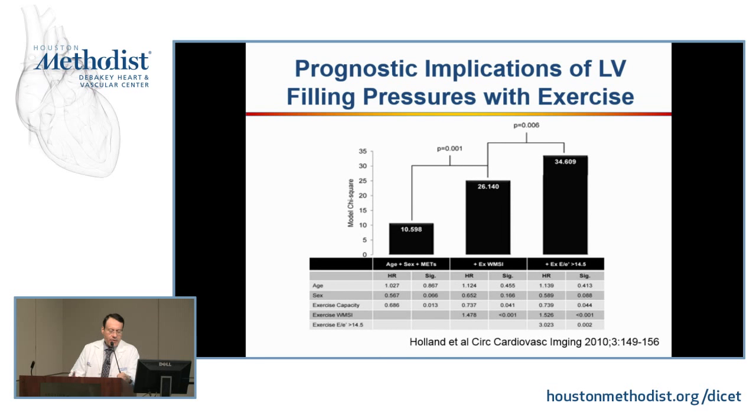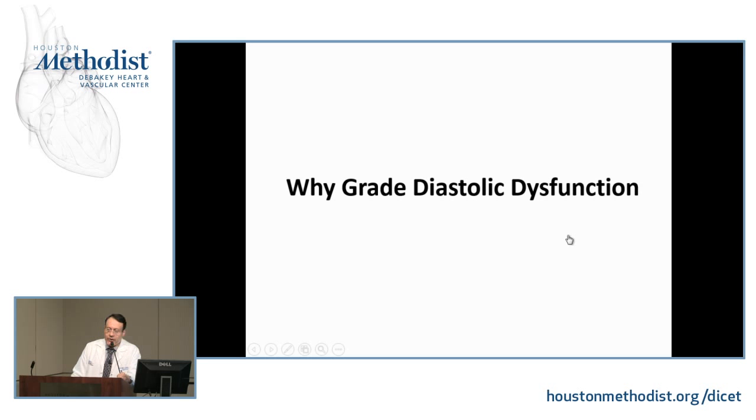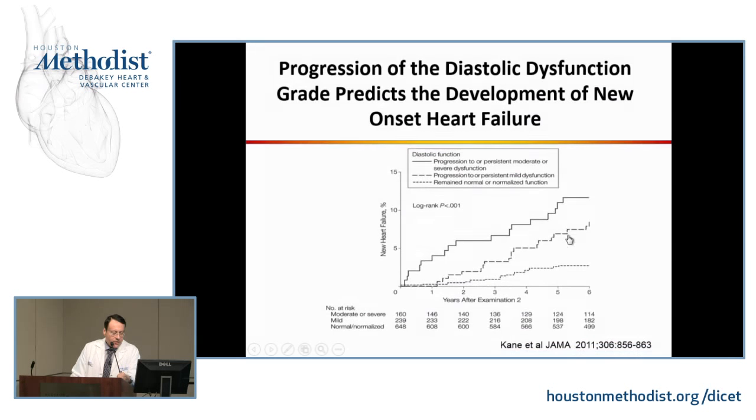Importantly, if you look at the prognostic value of E/e' with exercise, it adds compared to clinical data, compared to exercise EKG, compared to echo wall motion score index. Why do we grade diastolic dysfunction? We grade diastolic dysfunction because progression of diastolic dysfunction is a predictor of subsequent development of heart failure.